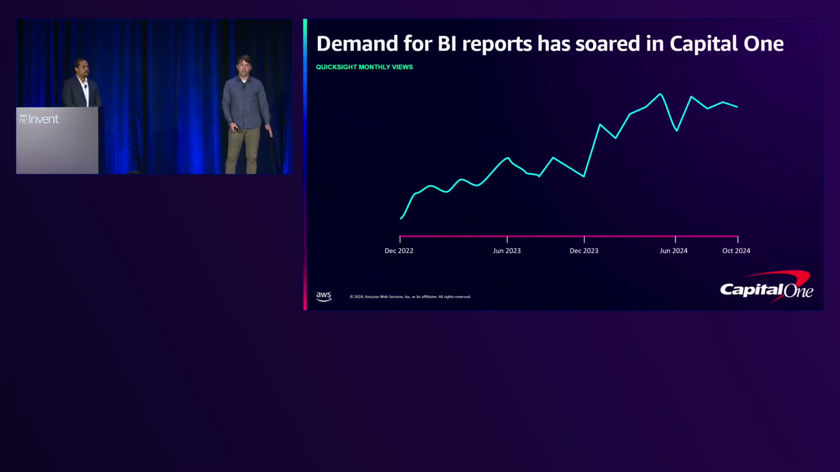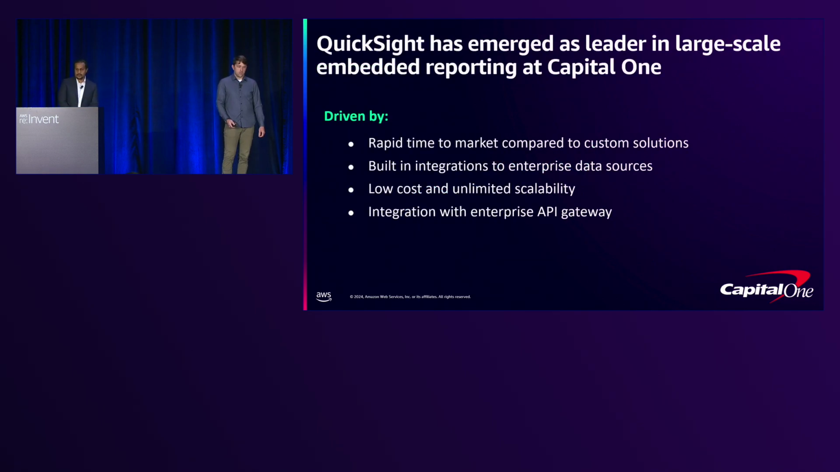So quickly, I just want to highlight BI adoption has exploded in Capital One. We've seen a 400% increase in usage of our BI tools, including QuickSight, since December of 2022. Some of that can be attributed to common enterprise trends like an expansion in the amount of data at Capital One. But we've also seen QuickSight emerge as the leader in large-scale embedding use cases. And we want to talk a little bit about why that is.